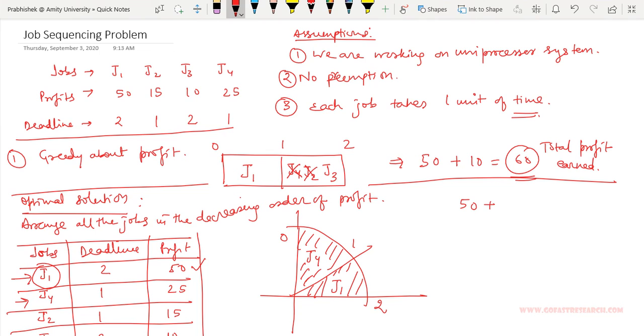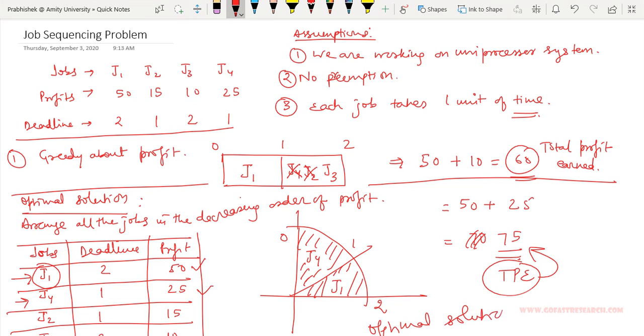J4 is executed, no problem. The first and second month are taken by these jobs only. How much profit will J4 give? It is 25. So what is the total profit earned here? It is 75. You can see the total profit earned using this approach is better than the total profit earned when we are greedy about profit. So this is a better way. This is the optimal solution. This is how you have to solve the question. I hope you all have understood this. This is very important.